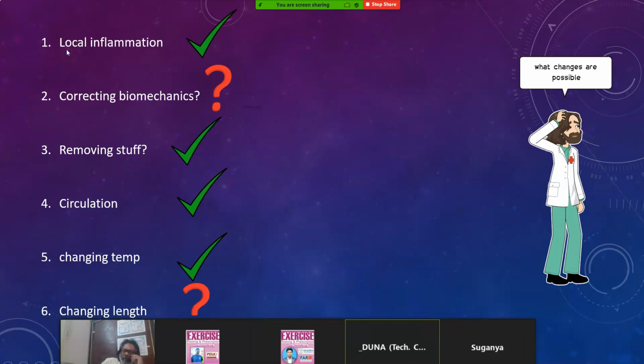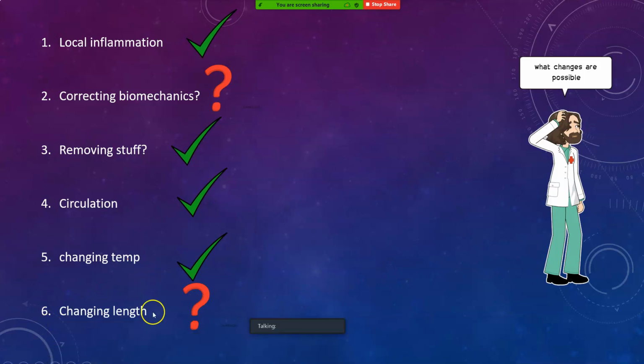Probably you can change your local inflammation via increasing circulation, whether it is rubbing your muscles or putting heat or ice on it. So you can change this part of it. Removing stuff, as I told you, you can again do via circulation or through clapping, hacking, that kind of maneuvers also. But one of the common things we tend to do is we think that we can change the length of the muscle and we can correct biomechanics, which is not possible at all.